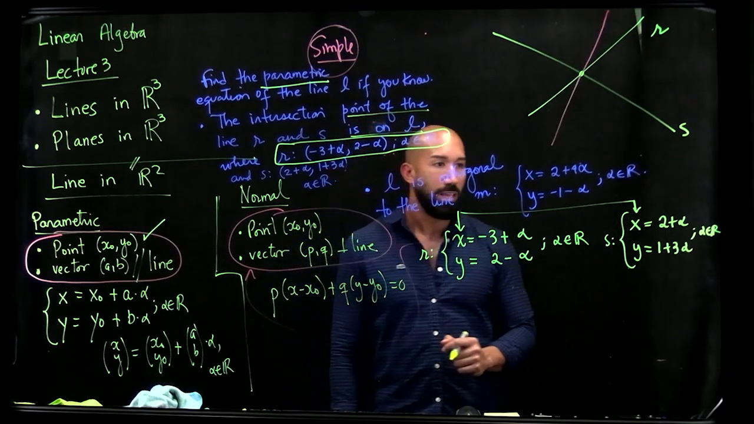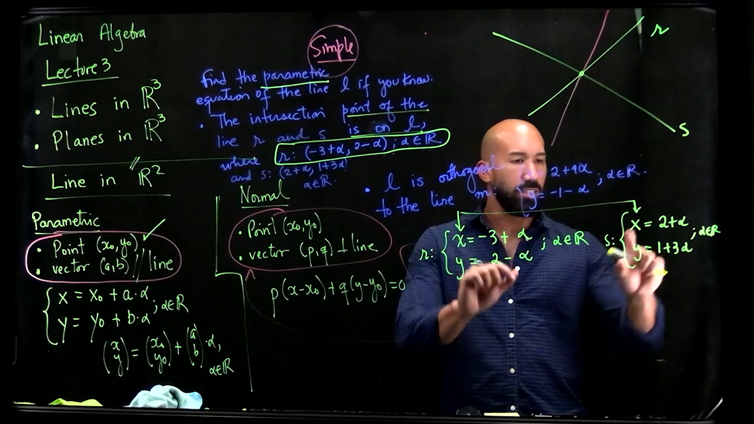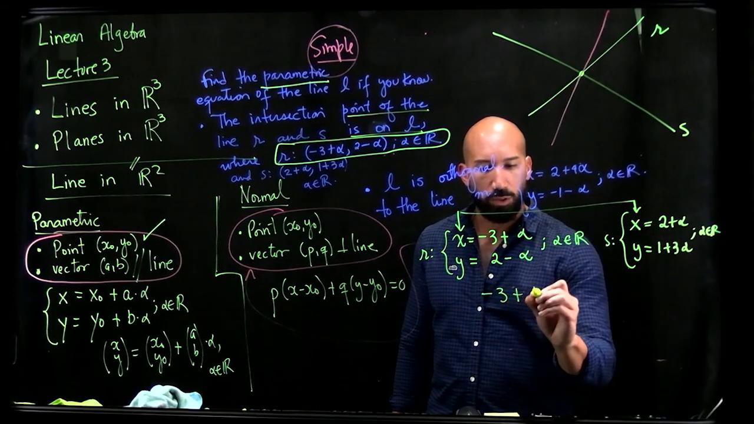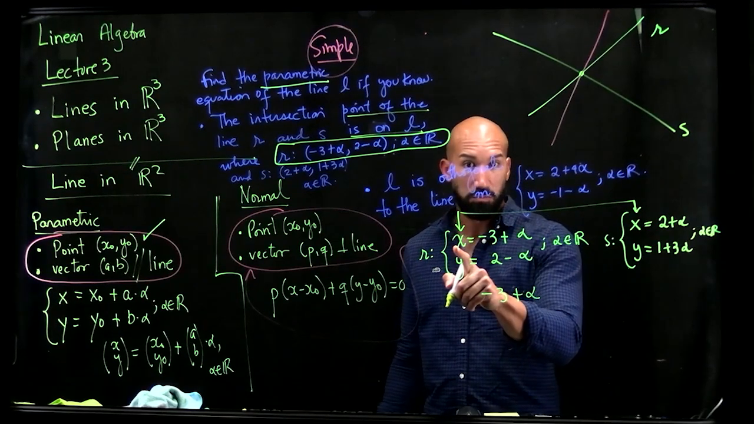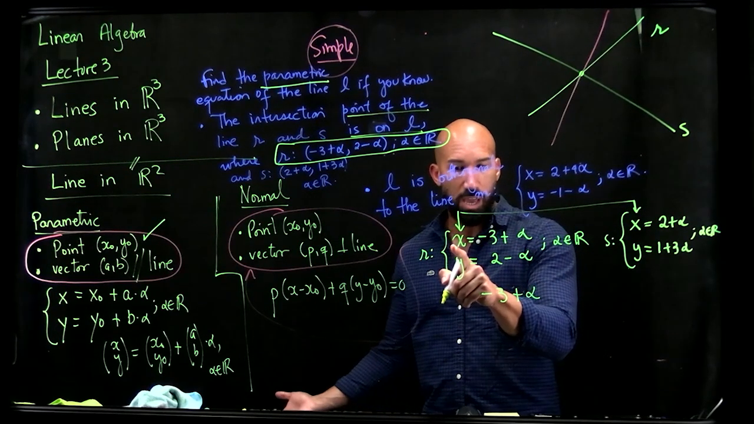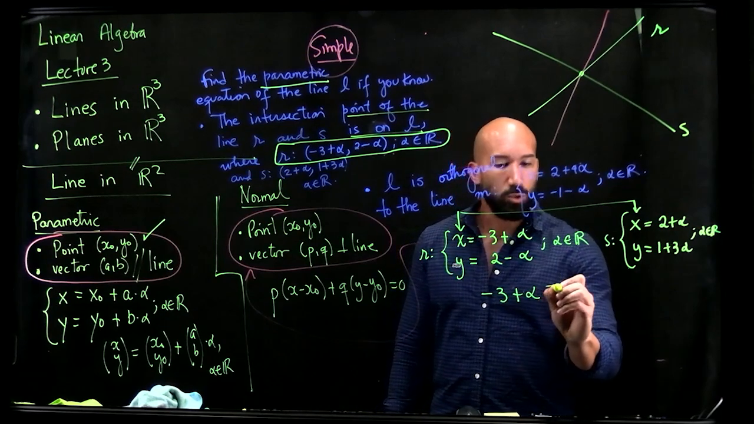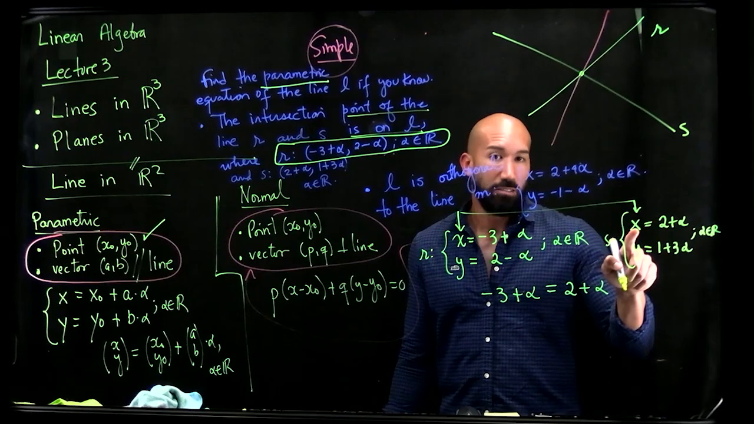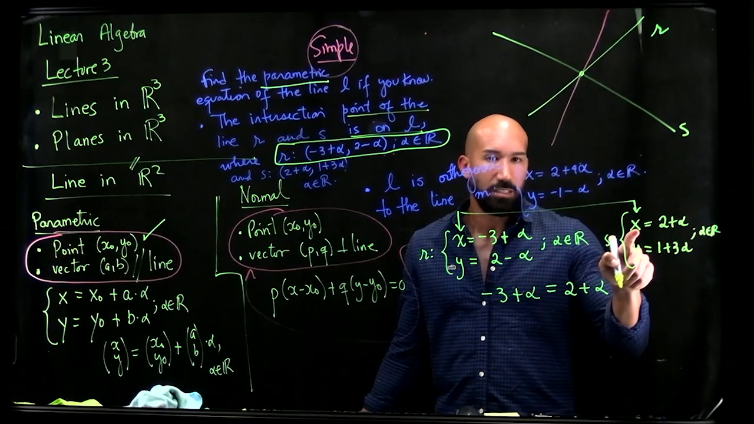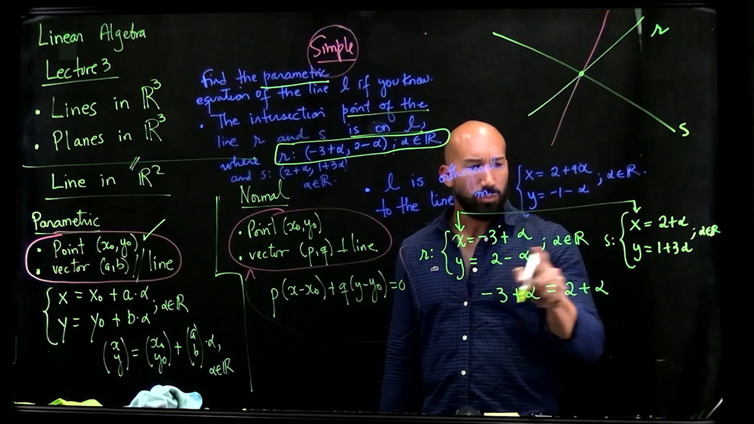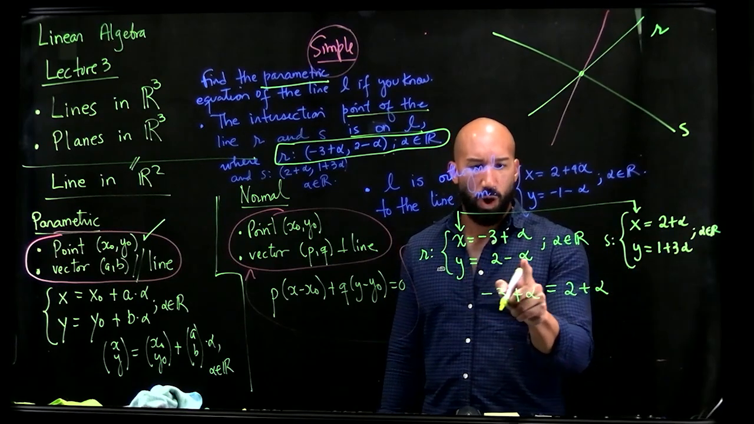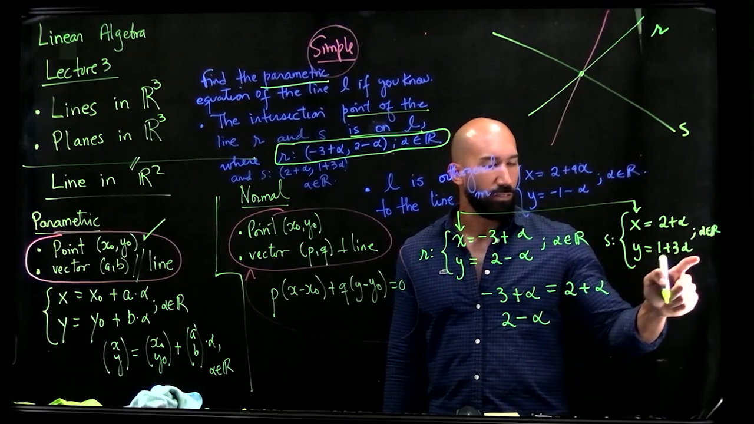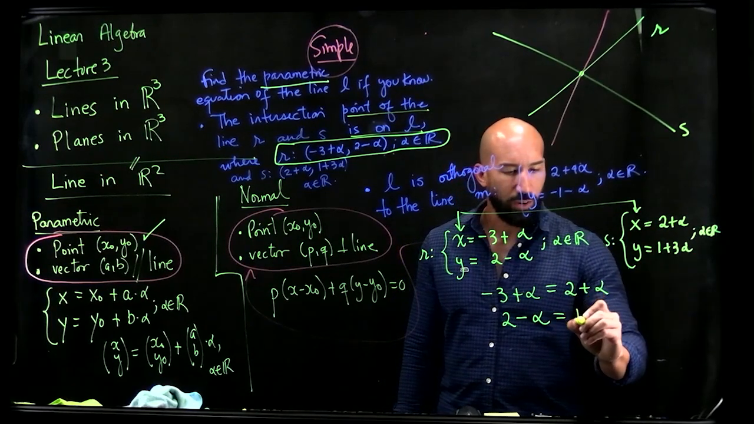Is that okay? But if that point satisfies this and that point satisfies this, well, we are going to have that minus 3 plus alpha needs to be equal to 2 plus alpha, because it's the same thing, the same x for that point. And the same for y. If y satisfies this, for some alpha, and y satisfies this, we are going to have this.